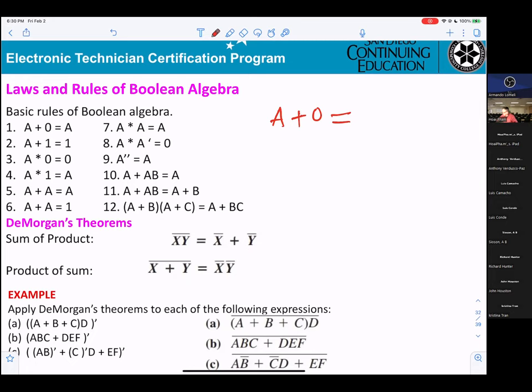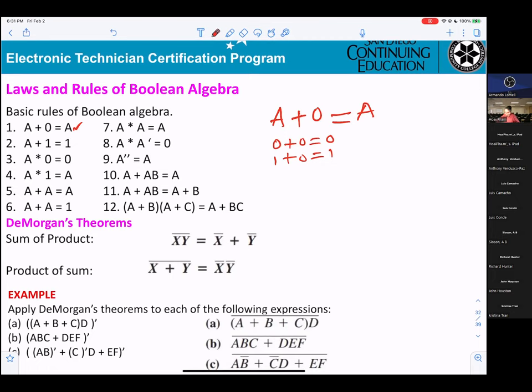A adding to zero, what equals? A means just a binary. A can be equal to zero or one, okay? A is just a variable in the binary number system. Then A can either be one or zero. A adding zero, the answer will be A. You know why? If A equals zero, you add zero, you get zero. If A is one, you add zero, you get one. So that's why A or zero equals A.